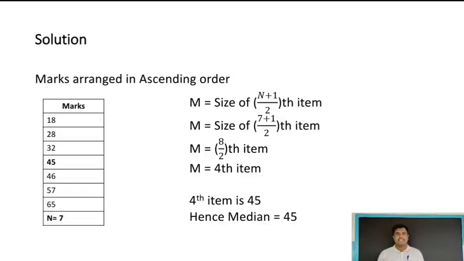Median is equal to size of (n plus 1) by 2th item. That is size of (7 plus 1) by 2th item, where n is the number of observations. So there are 7 student marks. 7 plus 1 is 8, 8 by 2 is the 4th item. If I go to the series, the 4th item, written in bold in the table, is 45. So median is equal to 45.